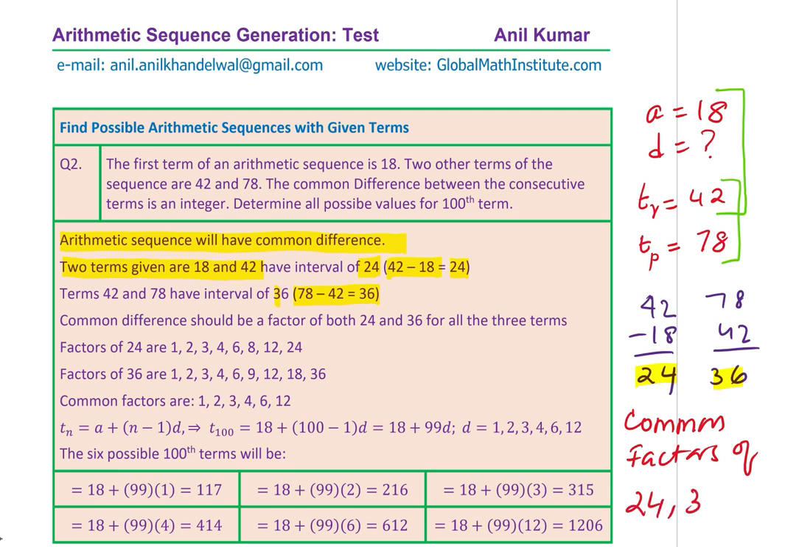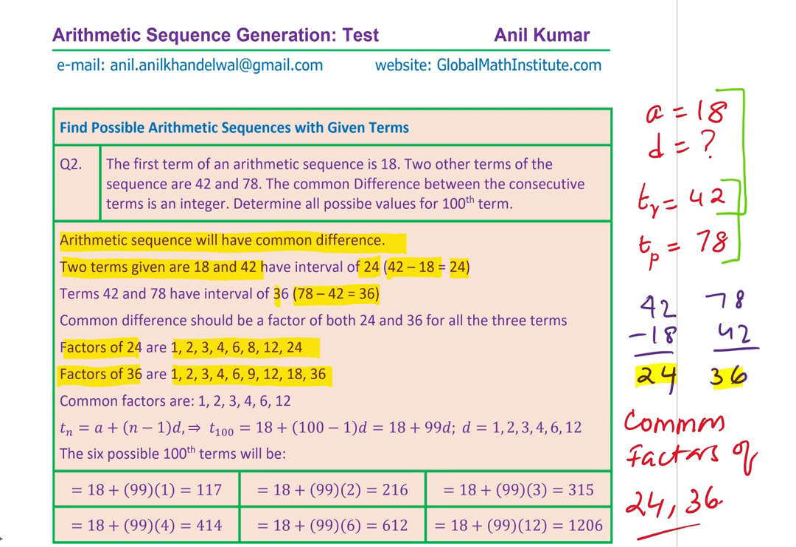Those will be the possible values of D, right? So all possible values of D will be the common factors of 24 and 36. You get the idea. So that is how we solve this question. So let's write down the factors of 24. These are 1, 2, 3, 4, 6, 8, 12, and 24. Factors of 36 are also given here as 1, 2, 3, 4, 6, 9, 12, 18, and 36.